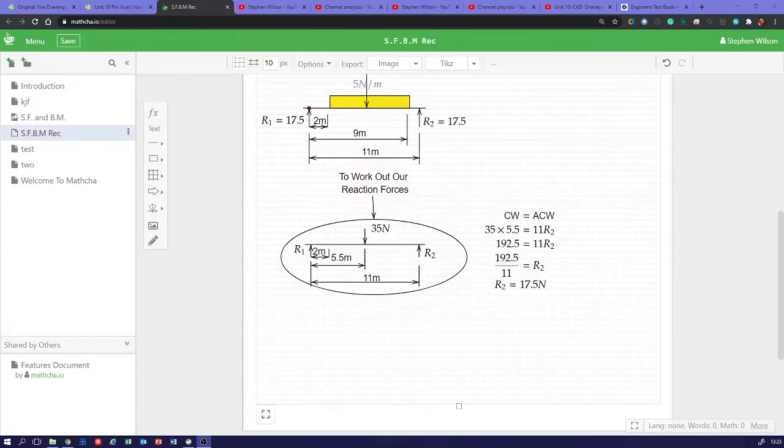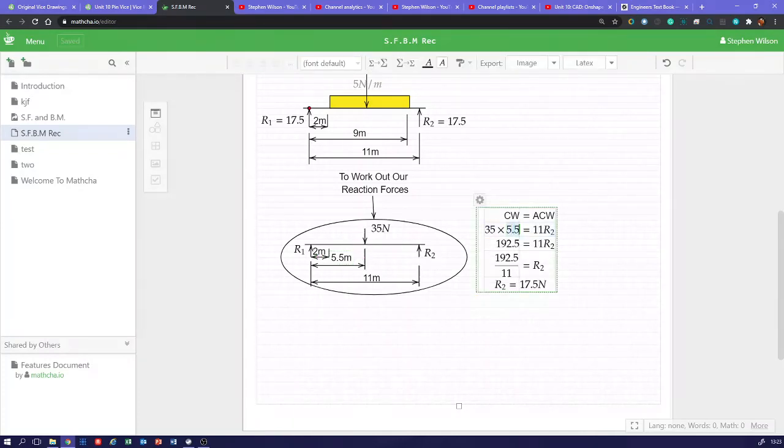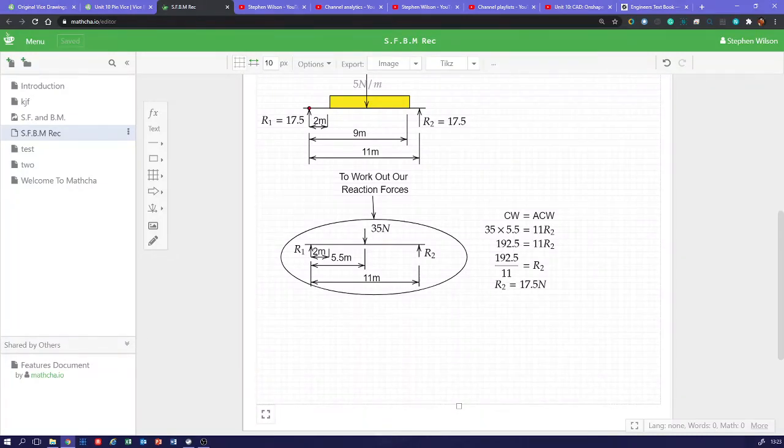Okay, so I've just put together a quick little sketch, just to clarify what's going on and where the numbers come from. So here we can see we've got that 5.5, which relates to that 5.5 there, because that's the distance to our 35 newtons in the middle. So just to help clarify things, we've got that extra step there. And we've got rid of our UDL completely, and we've just replaced it with the point load that's equivalent to that.